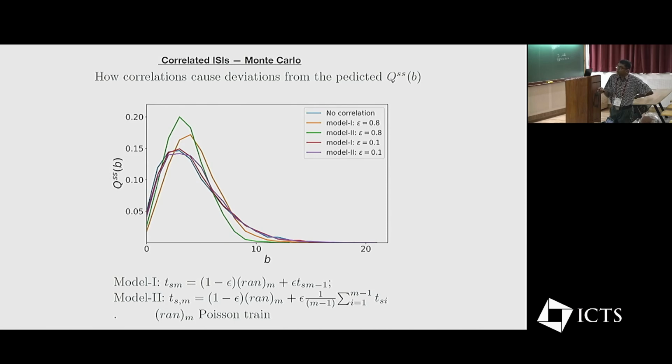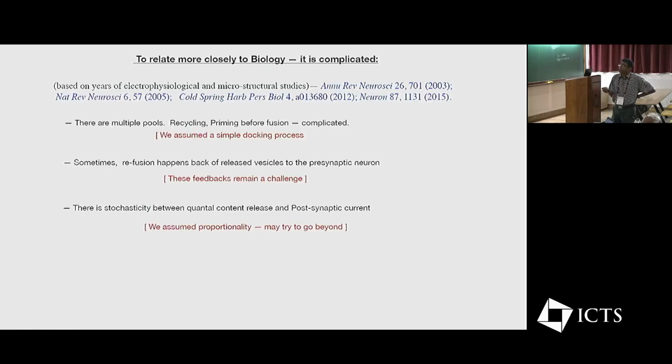So the blue is the uncorrelated exact result that we have, but then as we tuned up the epsilon from 0.1 to 0.8, for 0.1 it doesn't look that different, but as you go to 0.8, the green and the orange curves definitely start deviating, as expected, from the uncorrelated result. Of course, if one cares about relating to biology, then there are more complicated things one has to address.